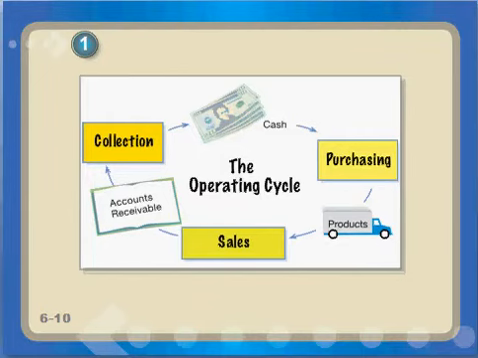This slide just illustrates the operating cycle for a merchandising business. We start with sales, and sales become accounts receivable, and then we go through the collection process, which generates cash that we can use for purchasing products, and then we go back and those products are sold. So we have that continuous loop in the operating cycle for a merchandising business.